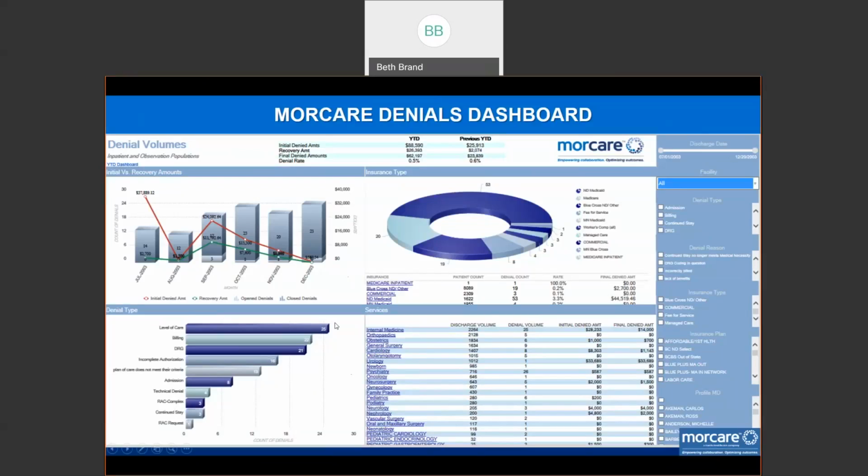And then last but not least, actually probably the most important, is that bird's eye view of the different denial types in your organization. What are the top ones for your hospital? They might be unique, you might not be exactly like any other hospital. So it allows you to see your denial types and then again, drill down and get to the nuances of those so that you can figure out the root cause and make improvements from there.